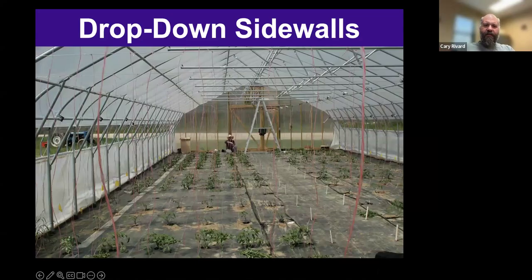So the big advantage of these drop-down sidewalls, as you can see here in the very early spring, and this is with warm season crops, there's advantage as well. That cool air that's blowing outside is not going to blow right across the crop.